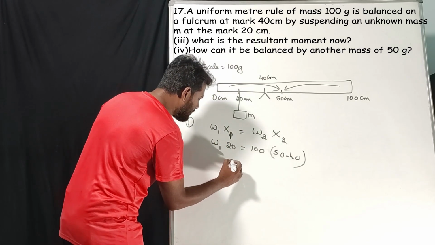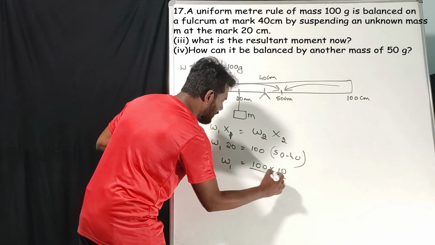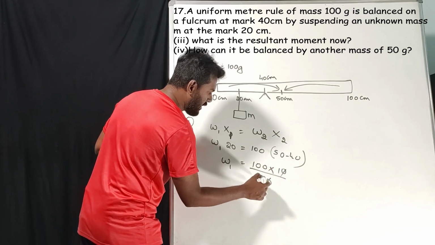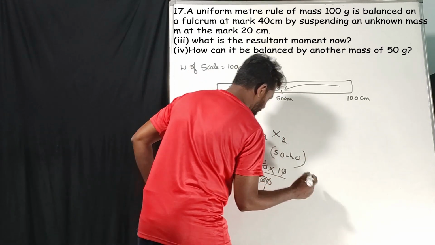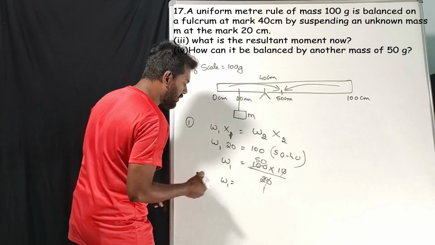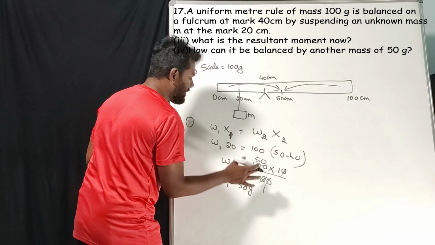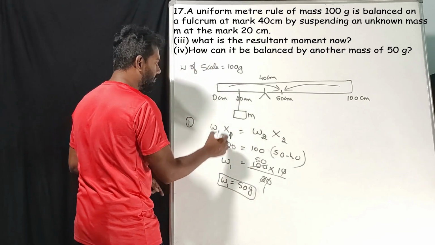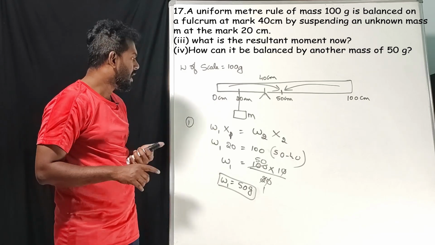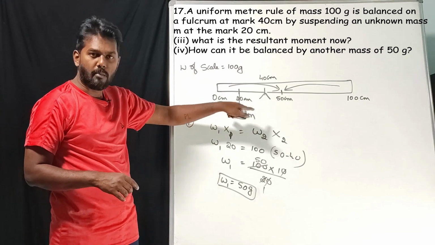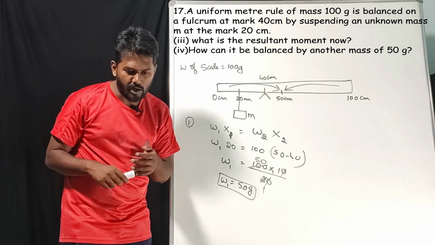So W1 will be 100 into 10 divided by 20. The 0s get cancelled. 2 1s are 2, 2 50s are 100. So W1 value will be 50 GF, or 50 gram is enough. W1 is nothing but m, correct? So you have to conclude that. Once you get the answer, you write it: the mass of the unknown load is 50 gram. That's it. We'll talk about the second one.